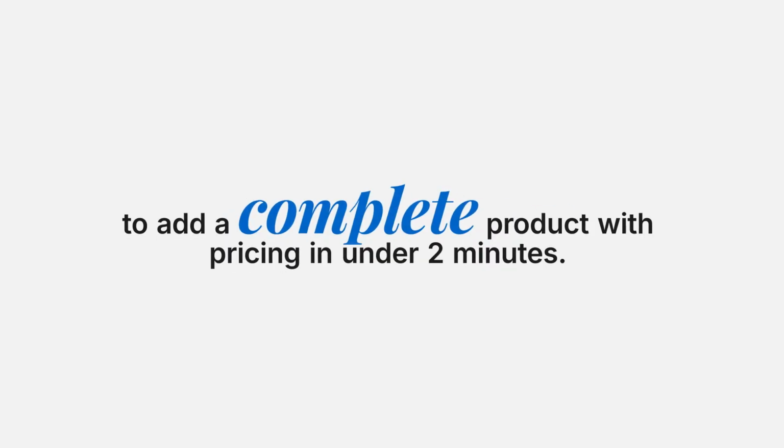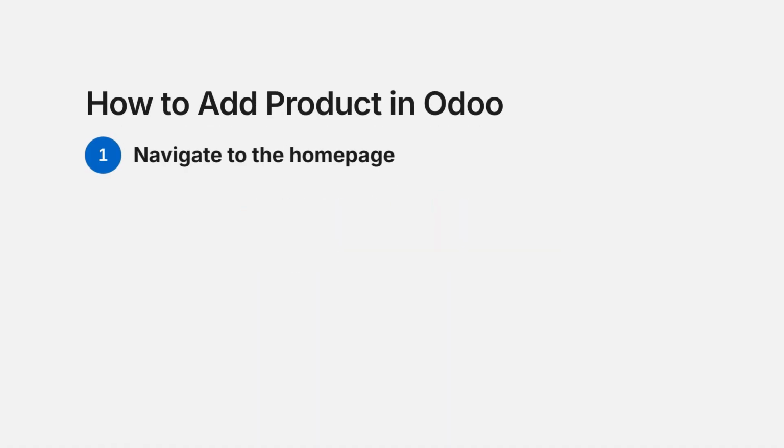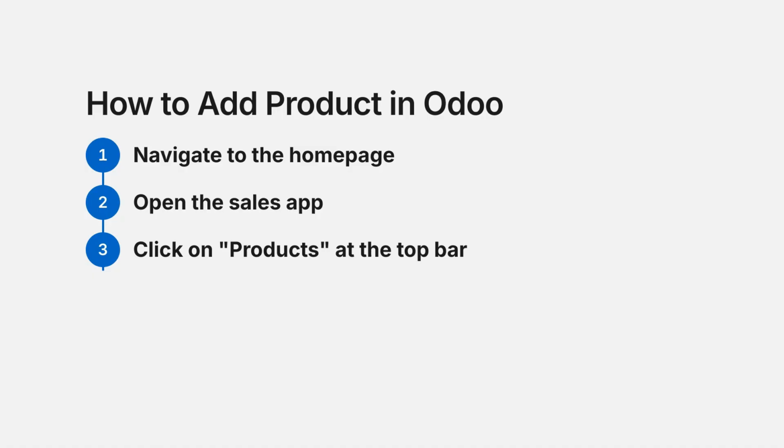Are you tired of clicking through Odoo's confusing menus and still not finding where to create a product? Learn to add a complete product with pricing in under 2 minutes. We'll start from the homepage, click through to Products, and enter your product details and pricing. Then, save everything with a single click.